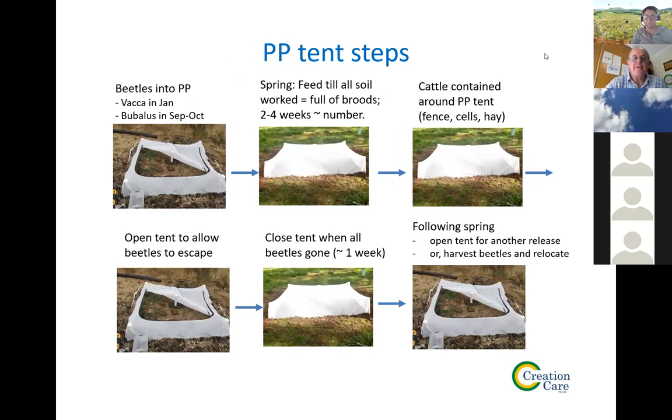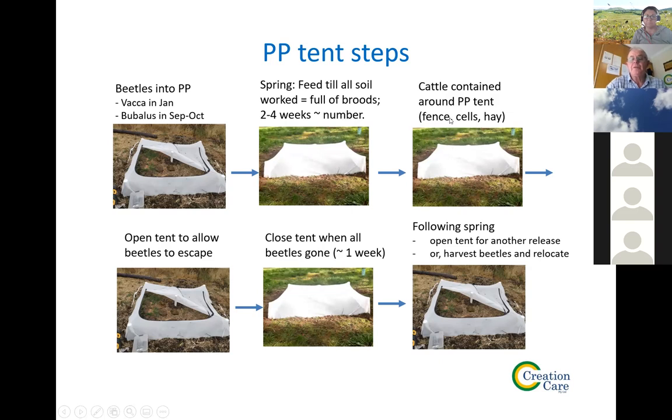Now, think about these PP tents again. It's important to go through this thinking. So we're putting the beetles into the PP tent either in January or in spring when we've harvested them. In the spring that we put them in there, we feed them till all the soil in that tent is worked. So we do adjacent feeding until the whole thing has been worked. And that's probably only 2 to 4 weeks, depending upon the number of beetles you get in there. So when all the soil has worked, you're now ready to reopen that tent to release the beetles.